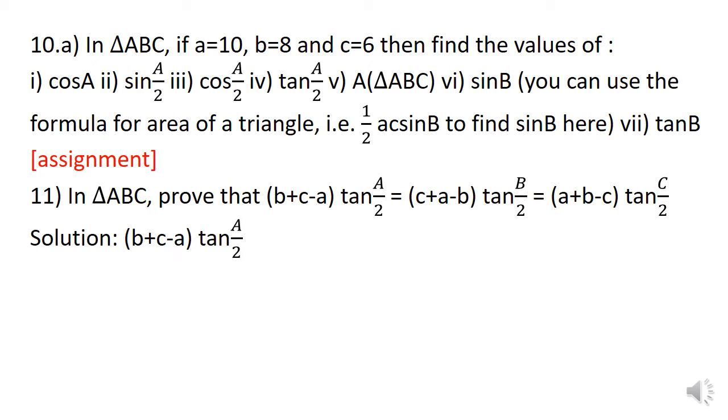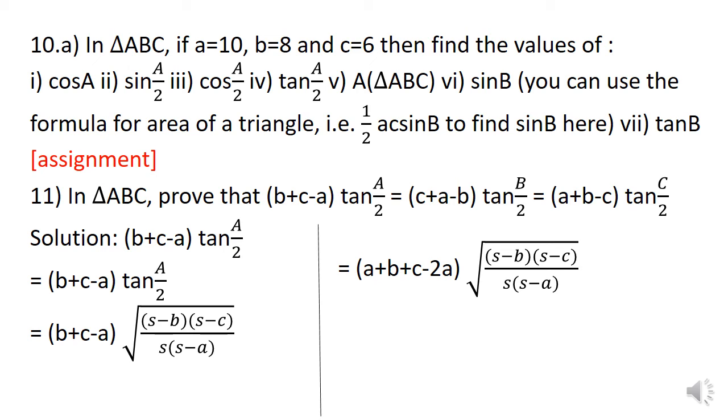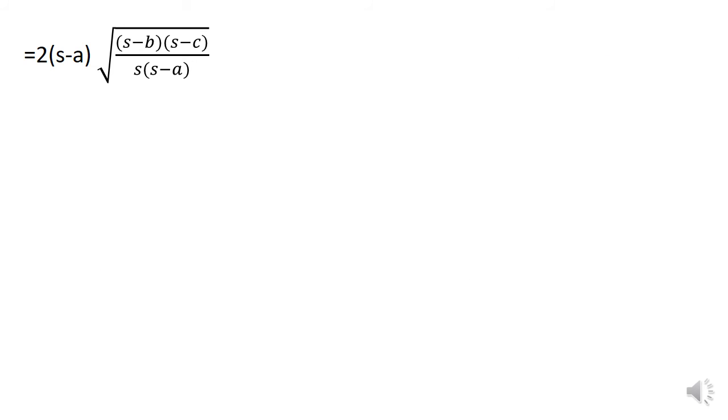So, we take (b plus c minus a) tan A by 2 and substitute the value for tan A by 2 by writing root of (s minus b)(s minus c) upon (s minus a). Now, observe the first bracket. What is done here is that we add and subtract a. So we get a plus b plus c minus 2a. Now we know that a plus b plus c is nothing but 2s. So we write 2s in the next step for the bracket. And then 2 is taken common outside the bracket and we get the remaining term as it is.